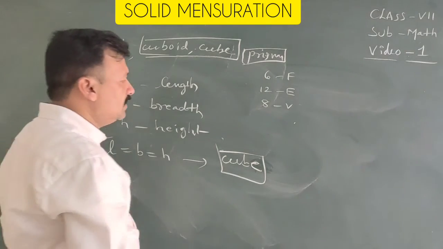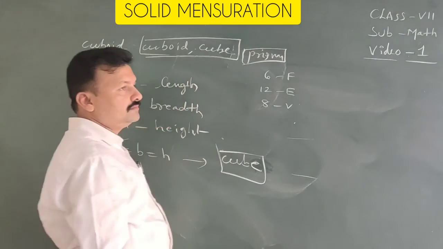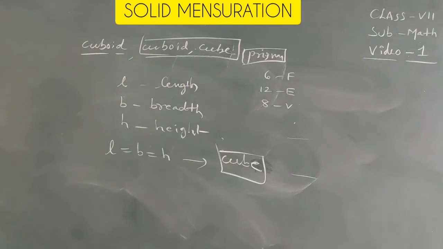For a given solid figure, if its top and bottom have the same plane figures, those types of figures are called prisms. Cuboid, cube, and cylinder are also prisms. These are rectilinear figures. Some curvilinear figures we also have.